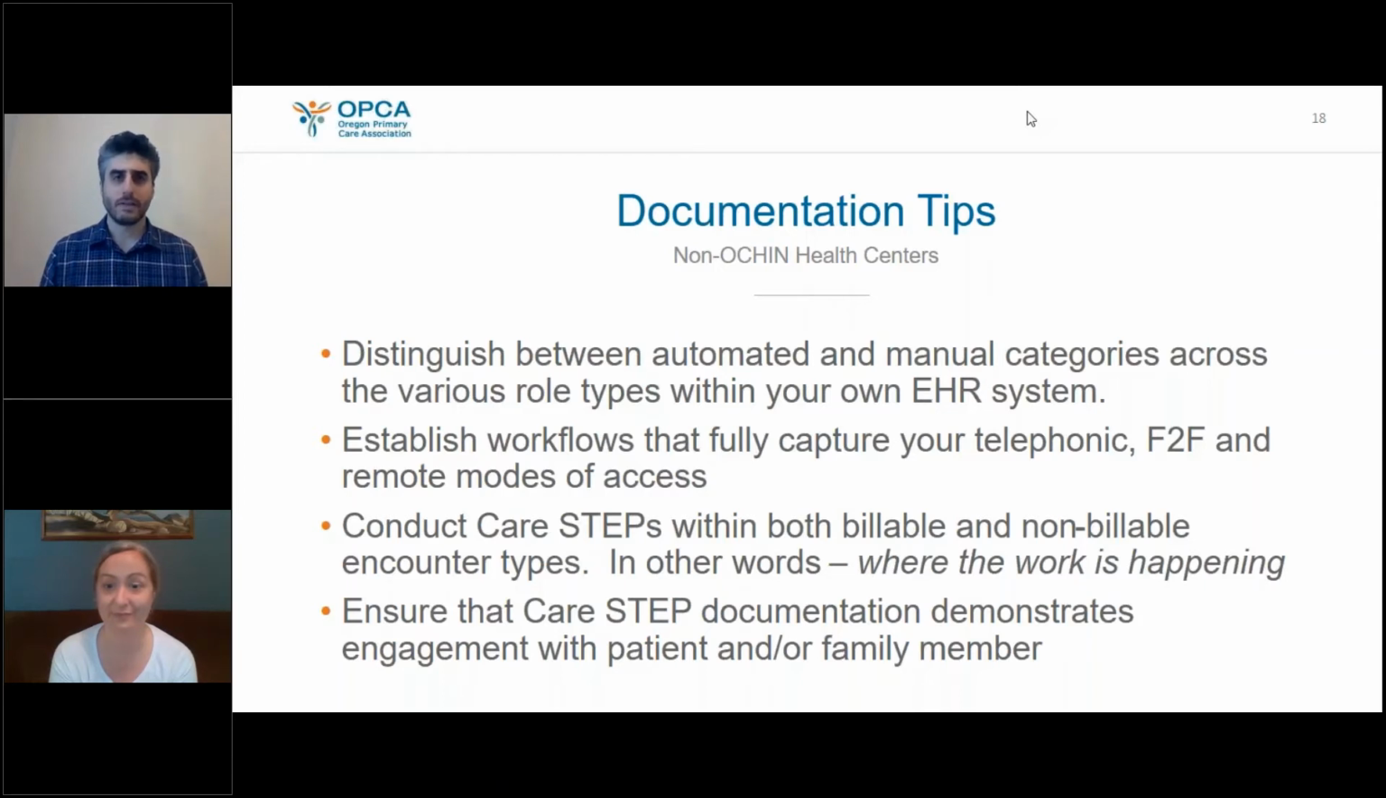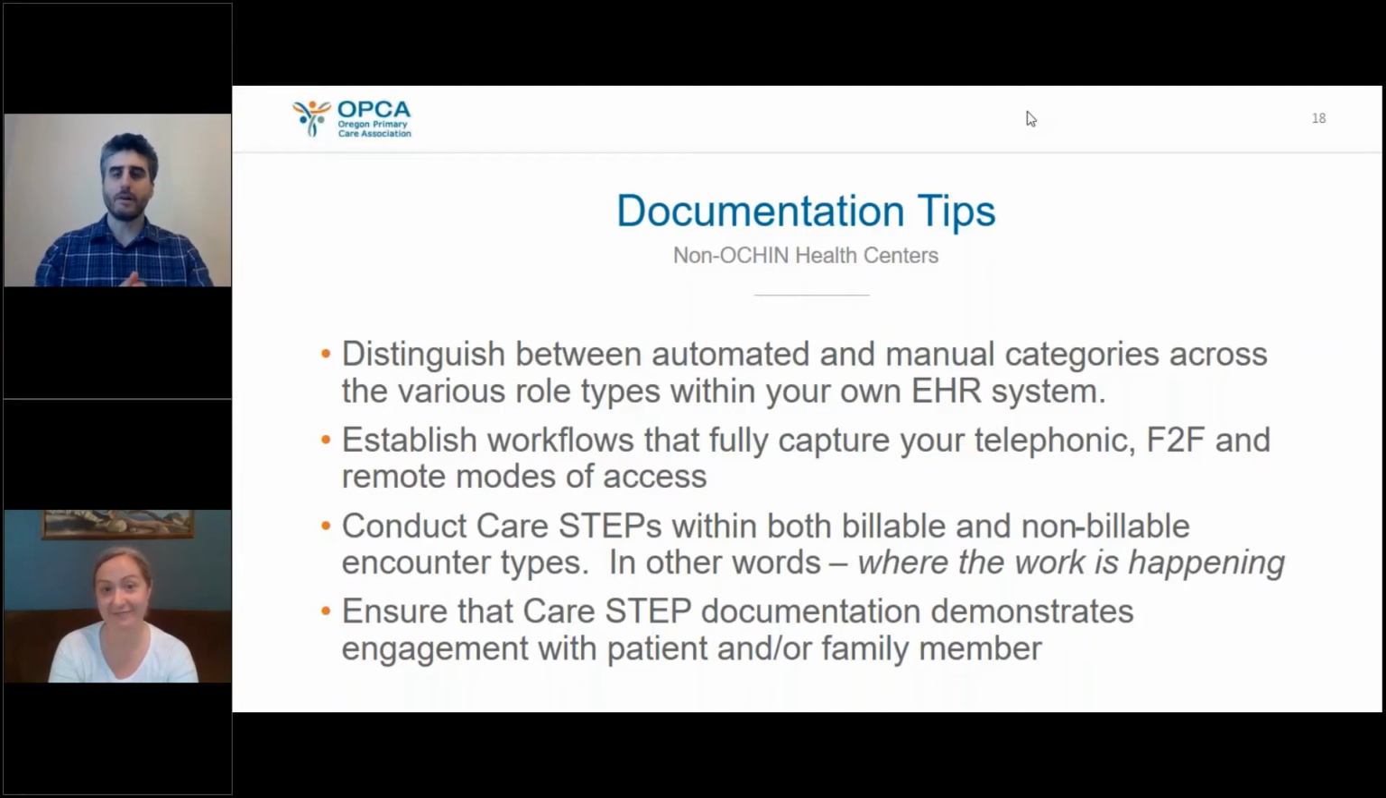You definitely want to start distinguishing between those categories that are going to be documented manually versus those that will be automatically captured. I think, as Amy said, automating as many of those as possible will help get the distractions of documentation out of the way and allow you to focus on care, which is all you want to do anyway.